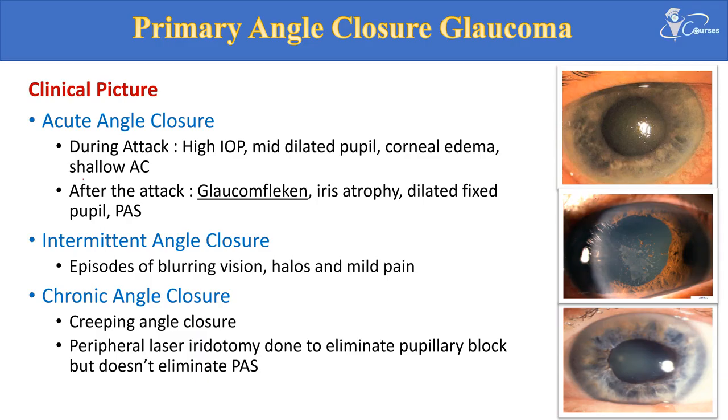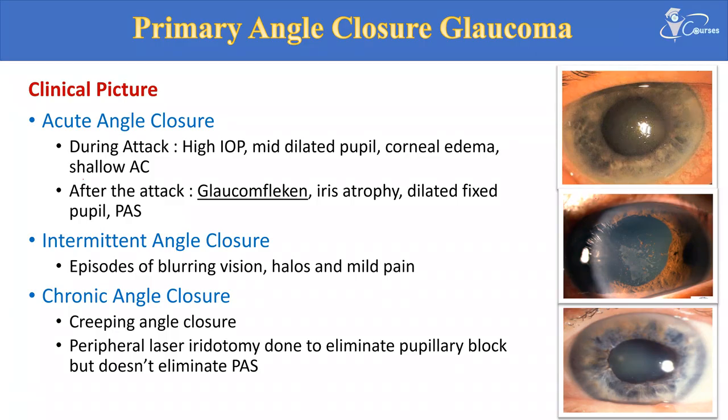So there will be halos and blurred vision. It is not severe pain, but mild pain, because the pressure elevates and depresses in spikes. So there is no persistent elevation. There will be like a subclinical attack, so they will only report mild discomfort or mild pain with blurring of vision and the halos.